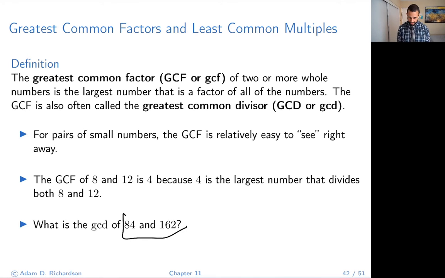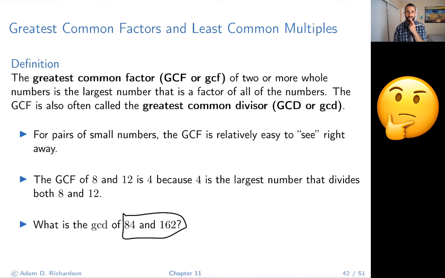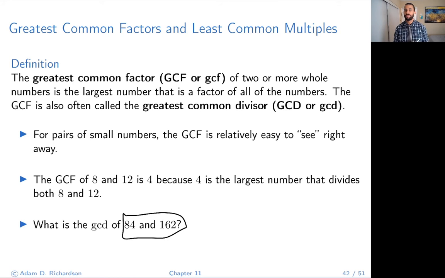But what about a number like this? How would we find the greatest common divisor of 84 and 162? How could we do it? What do you think? Ponder for just a minute. What do you think you would do if you had to find the greatest common factor of those two numbers? Well, you can probably guess we're going to use the prime factorization.